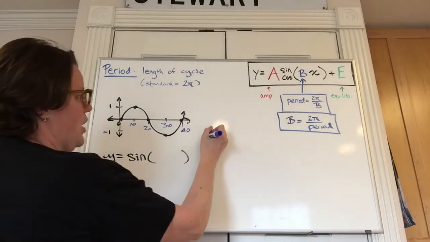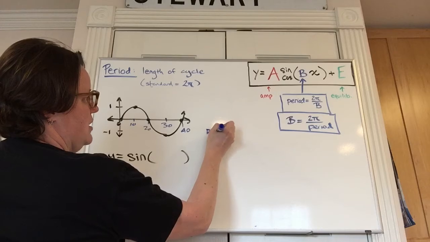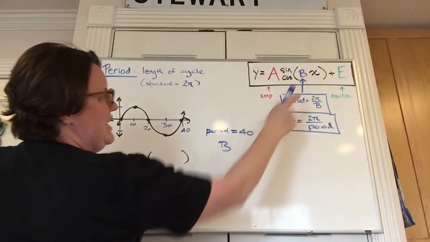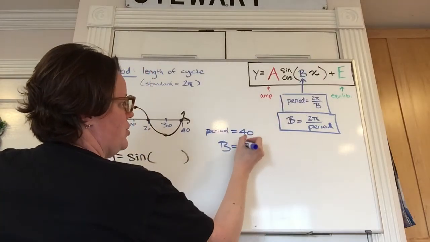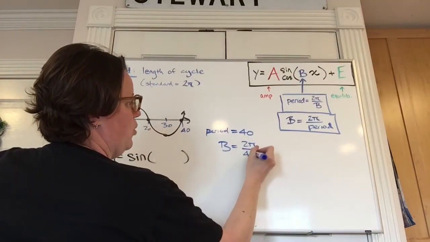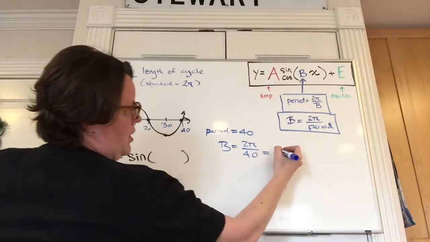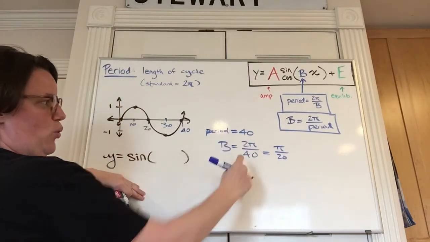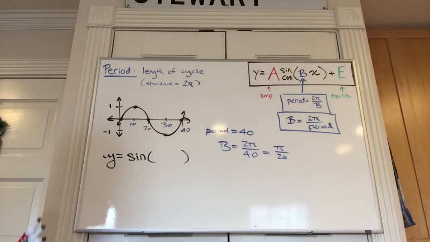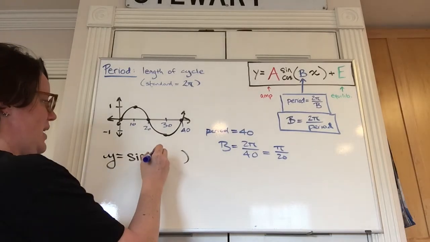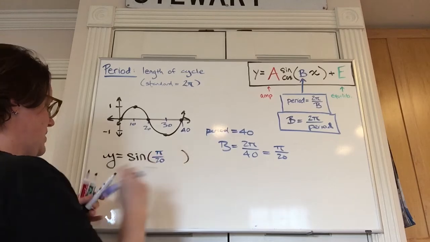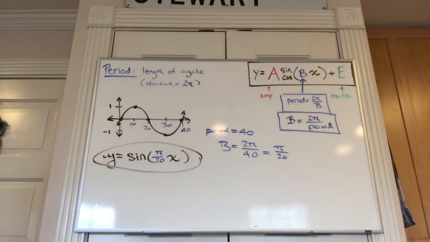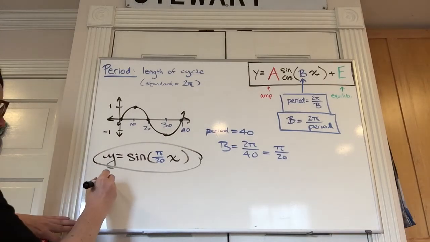The length of the full cycle is 40. So this is really easy. You can say the period of this function equals 40. So the b value, the thing that goes inside the equation, is 2 pi divided by 40, also known as 1 pi divided by 20, because 2 over 40 makes 1 over 20. So the equation of this graph is the sine of pi over 20 times x. It's that easy.